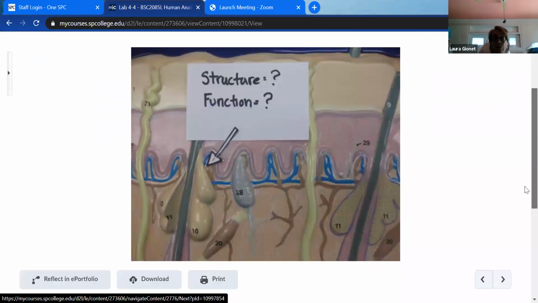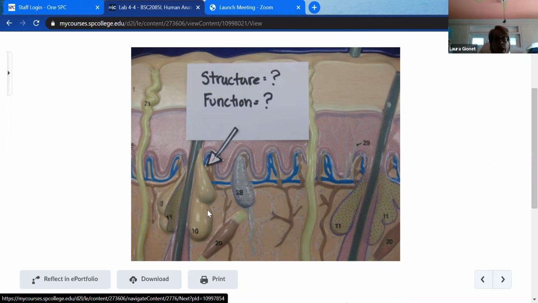Okay, then we start looking at some of the structures that can be found on this model. Even from this direction, I'm just going to point to a few things. This over here, 9 in brown, and here in brown, those are hair follicles or hair. Number 28, you see that with a little tail here, it kind of looks like a sperm. That's a Meissner's corpuscle.